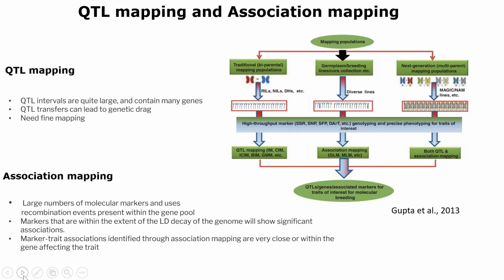This is the approach. And there are also some combined approaches to make high resolution mapping, a combination of both breeding and diversity lines, like the development of MAGIC populations and also NAM populations, and this can be used for both QTL and association mapping.